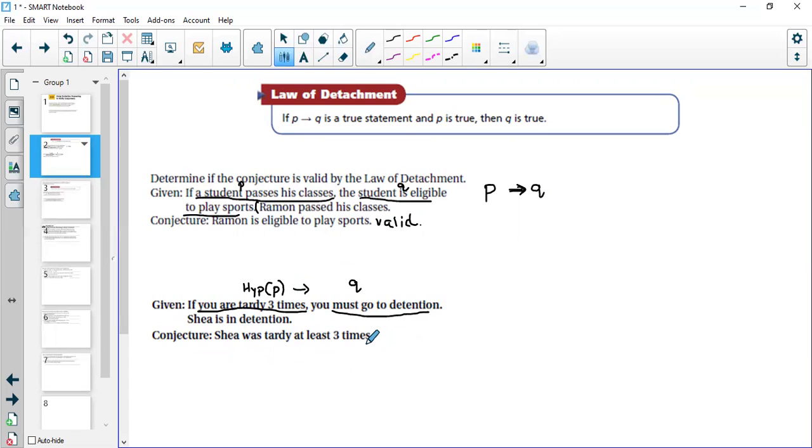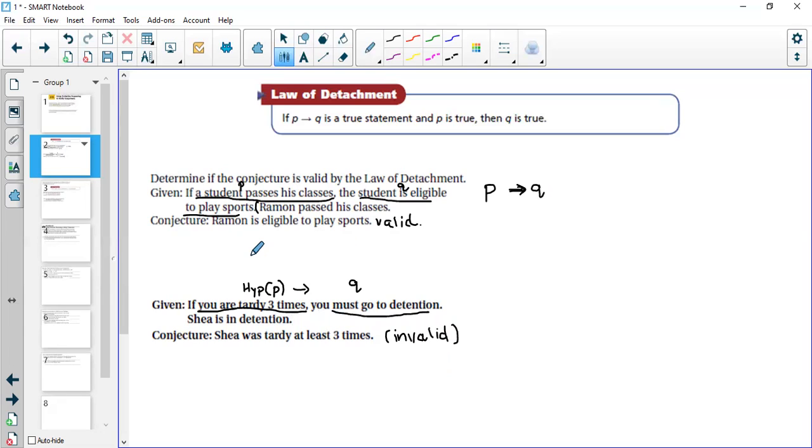Maybe they have not attended the school. There can be many reasons for going into detention, right? So it's not only because she is late that she is in detention. Maybe it's for some other reason. This is where you use logic for thinking. So it's not because Shia was tardy 3 times that she's in detention. Maybe it is for some other reason. So this particular conjecture is an invalid one.